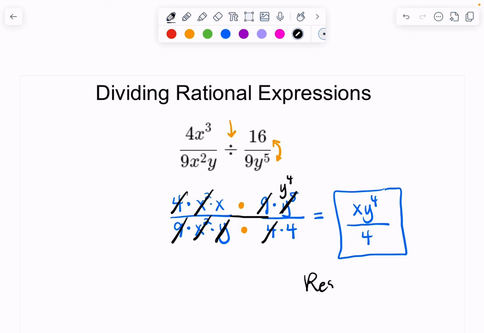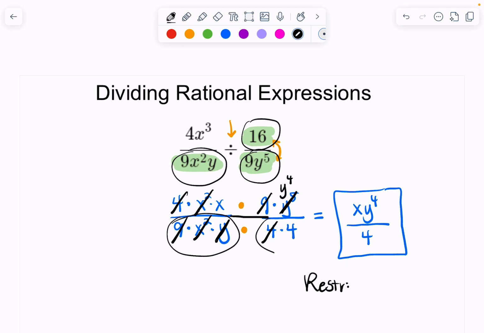Now, this is the part that you got to really be careful of, because let's think about it here. And I'm going to do some highlighting just because I can and it's easier to see. Of course, this 9x squared y was in the original denominator. We were dividing it by 16 over 9y to the 5, so 9y to the 5 was in the original denominator. But then in the process of timesing by the reciprocal, the 16 got put in the denominator. So really, when you guys are listing the restrictions, you're going to have to look in all 3 of those spots, meaning all 3 of those spots for any potential restrictions.